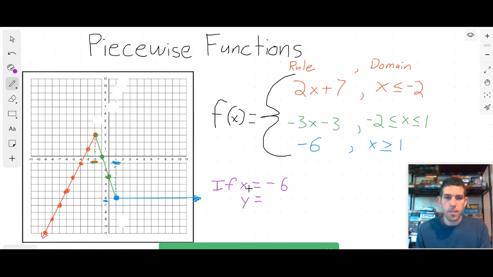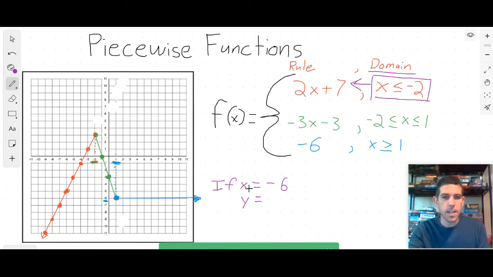Well, there's two ways you can do this. One, you can look at your domain in our written function and say which one of these rule sets has x of -6. Is it when x is greater than 1? No, -6 isn't greater than 1. Is -6 between 1 and -2? No, it's not. It's actually the first one. When -6 is less than -2, we would use this domain.